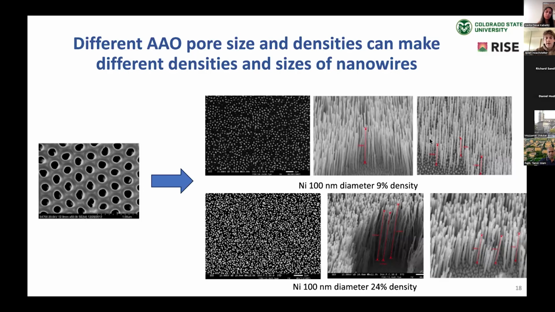And here on the top, you can see a nickel 100 nanometer diameter with 9% solid density. And then on the bottom, we have a nickel 100 nanometer diameter with 24% solid density. Depending on how long we electroplate, we can grow wires of different length. So these two on the right are about 3 micron tall nanowires, and these two on the left are about 9 micron tall nanowires of the densities. And we are currently studying how the wire diameter, density, and height affect the laser absorption and the plasma.